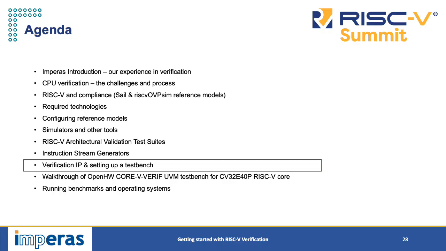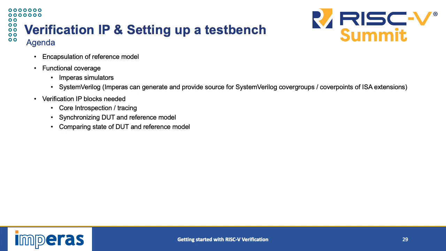Okay, having had a look at instruction stream generators, now let's have a look at what you need in your test bench and what verification IP you need. So the first thing you're going to need is your reference model. We talked a little bit about that. You're also going to need some functional coverage, and we talked a little bit about that, and I showed you something that is built into the Imperas simulators.